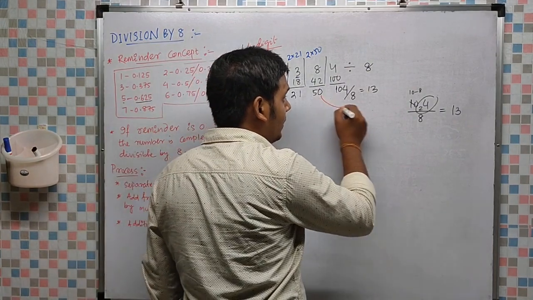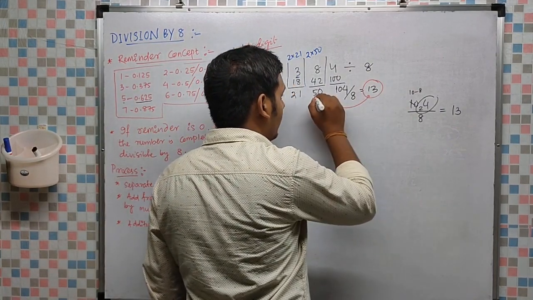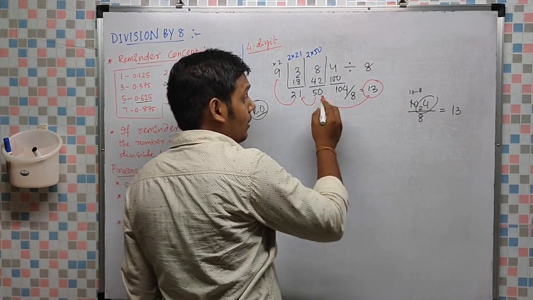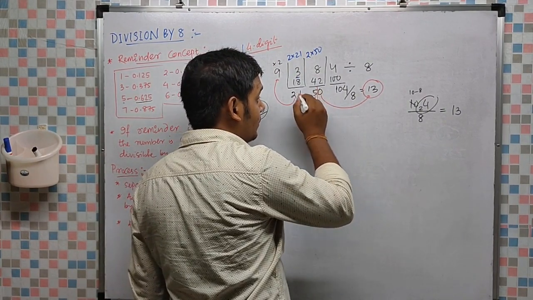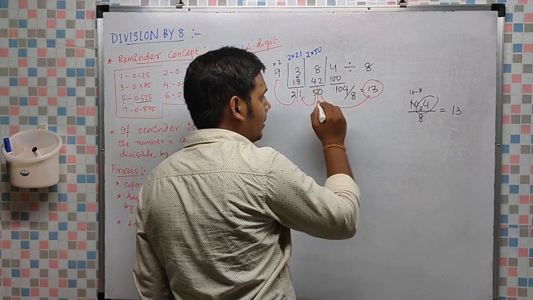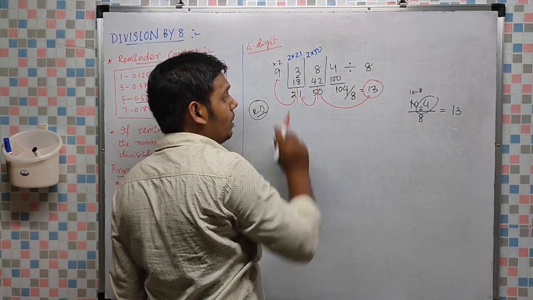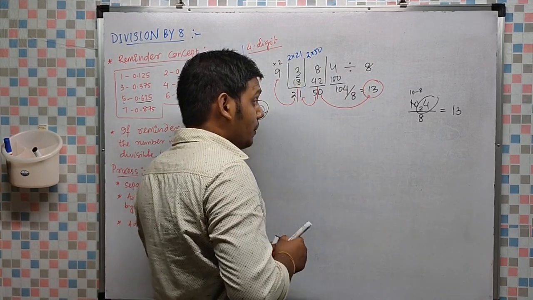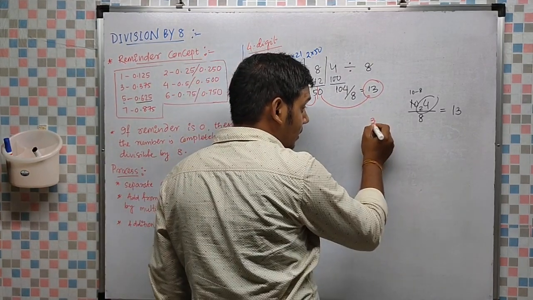This 0 will be added to this 13, 5 will be added to 1, 2 will be added to 9. What I have done is I have separated them. This 0 will be added to 13, 5 will be added to 1, 2 will be added to 9. So 0 plus 13, how much? 13, but I cannot write 13.